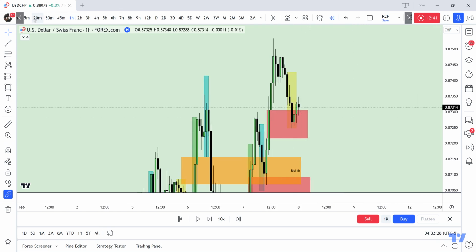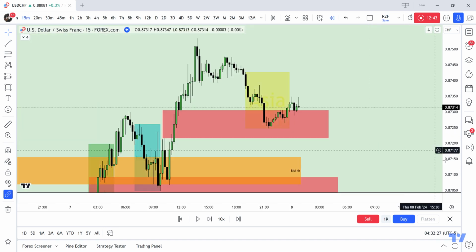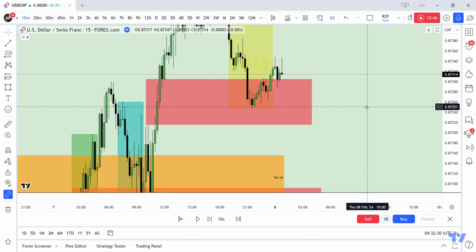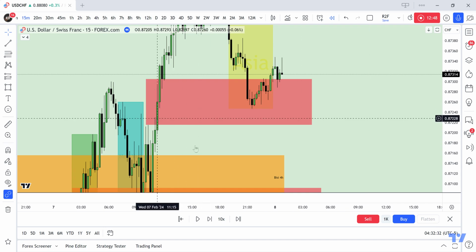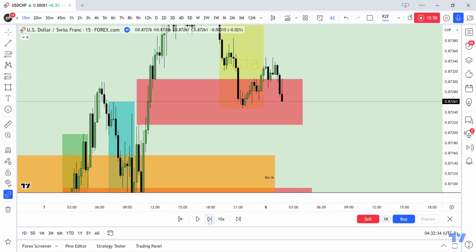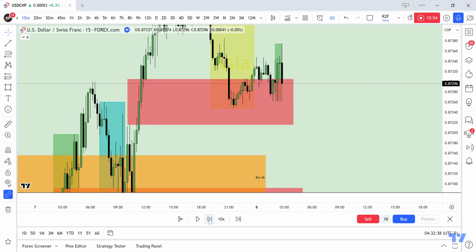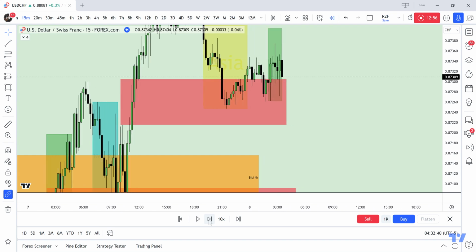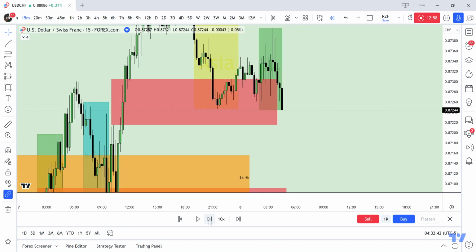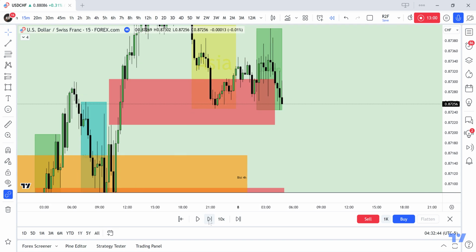All right, let's just go down to the 15-minute and see if there's anything that we could catch. A gap down here. There are equal highs being created. Into the gap we go.